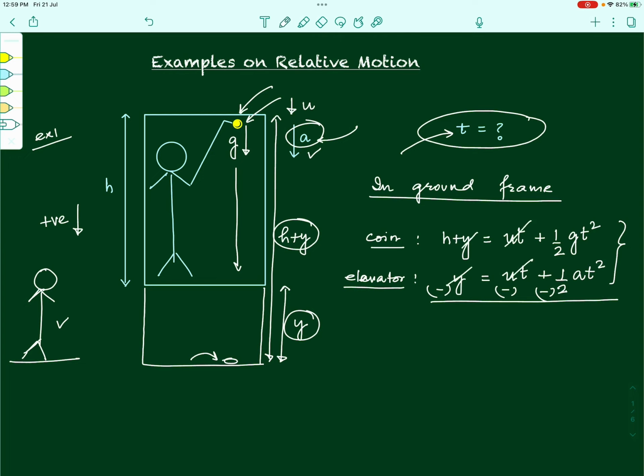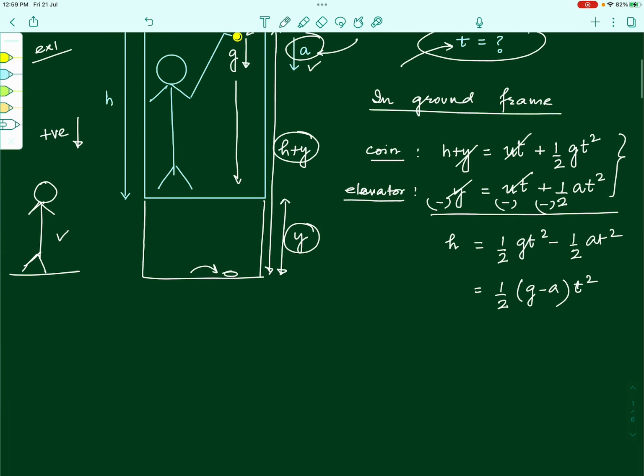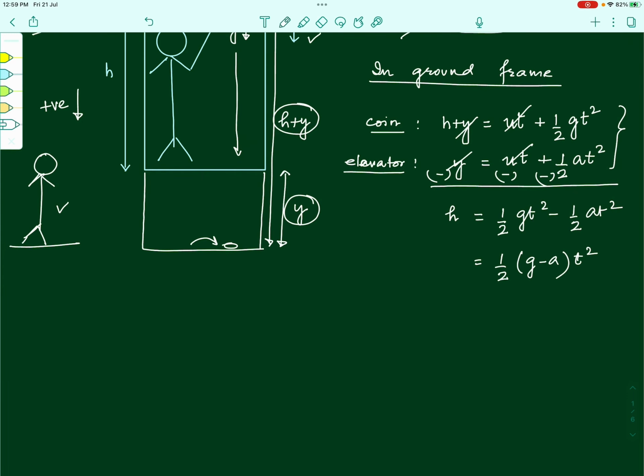This term y will also cancel out, and we will get h on the left hand side is equal to, on the right hand side we will have half gt squared minus half at squared, isn't it, which we can simplify to write as half into g minus a into t squared, and from here then we can find out the value of t, the time in which the coin will hit the elevator floor, which will be square root of 2h by g minus a. So, this will be our answer for the time.